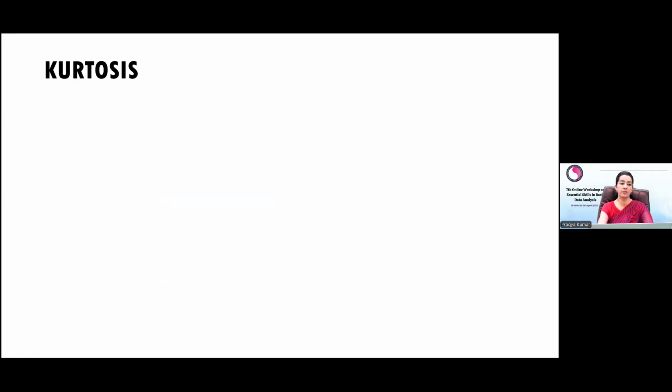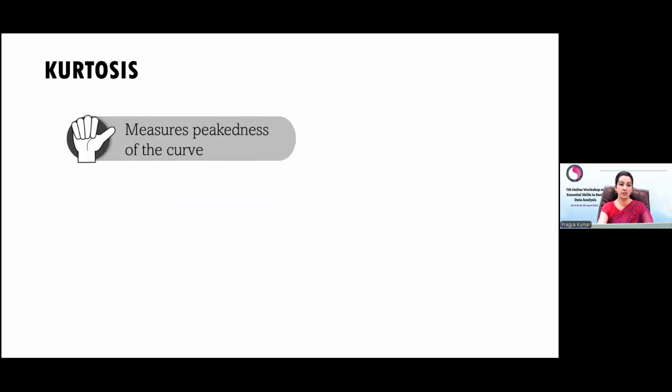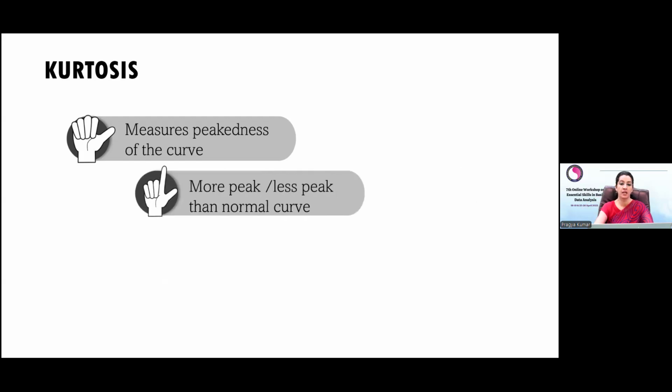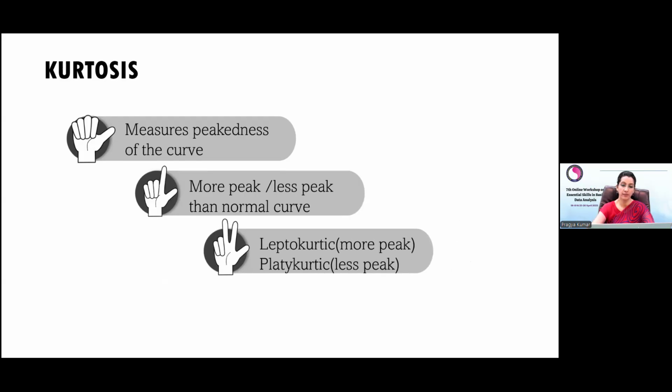Similarly, there is something known as the kurtosis. So what is kurtosis? It measures the peakedness, meaning how tall your bell-shaped graph is. If it is very tall or less tall, then that means it is not normal. So more peak or less peak than the normal curve tells you about a non-normal distribution. If it has more peak, we call it leptokurtic. If it has less peak, we call it platykurtic.